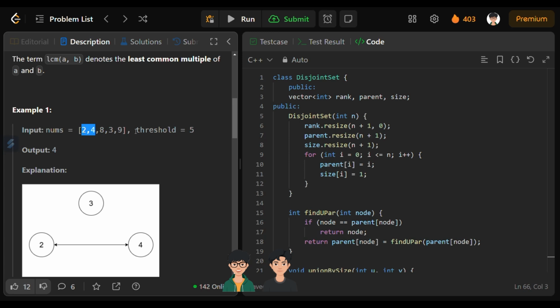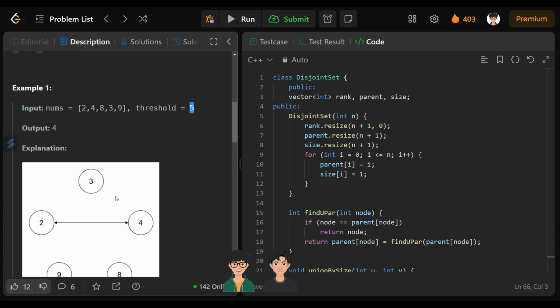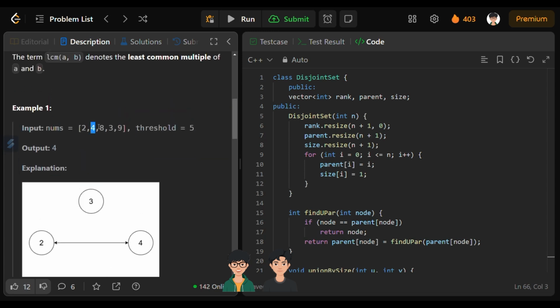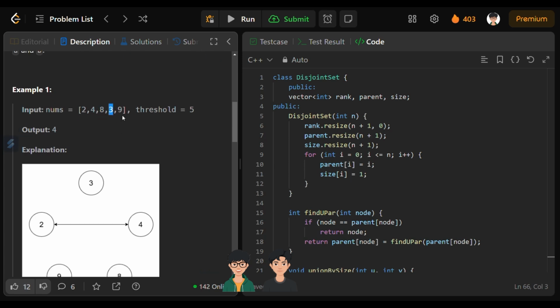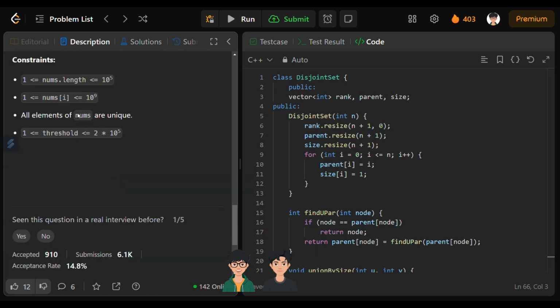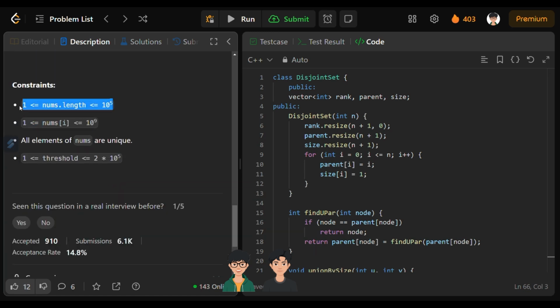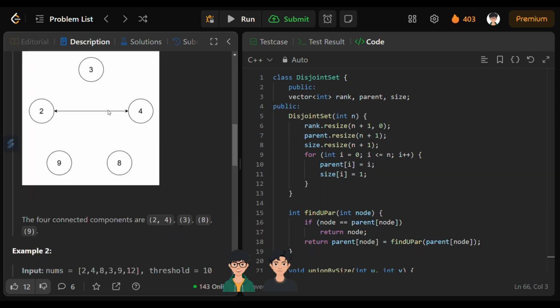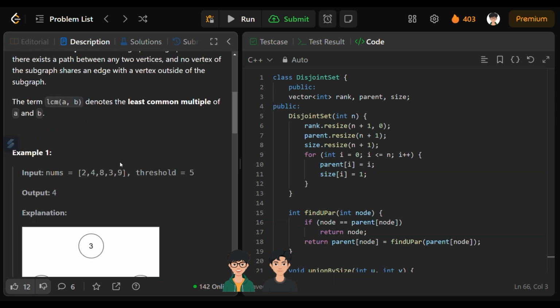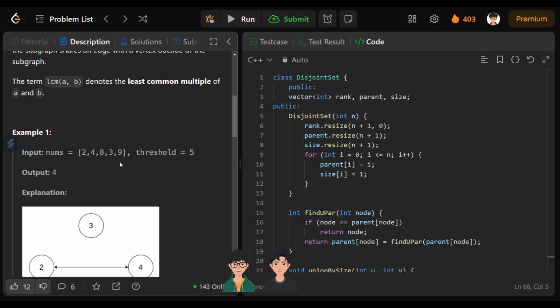What is being said is you take that nums array. First take 2 and loop it over every number 4, 8, 3, 9, and check if the LCM of that is less than 5. Just connect 2 with that number, and do the same thing for 4, same thing for 8. So this will be n square time in making the graph only, but you can see the constraints, n is up to 1e5, so n square will not work. This will not be accepted, so we have to think about a more optimized solution.